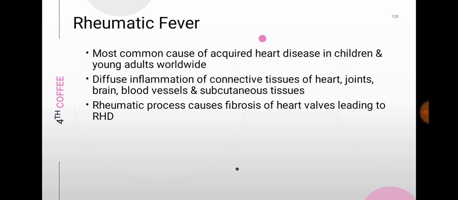Rheumatic fever is the most common cause of acquired heart disease in children and young adults. It is characterized by diffuse inflammation of the connective tissues of your heart, joints, brain, blood vessels, and subcutaneous tissues. It causes fibrosis of the heart valves, leading to RHD. It differs between developing and developed countries, but it's still rising. It has not decreased in the past years, with a median age of 10 years old, and it's a major cause of morbidity and mortality in the country.